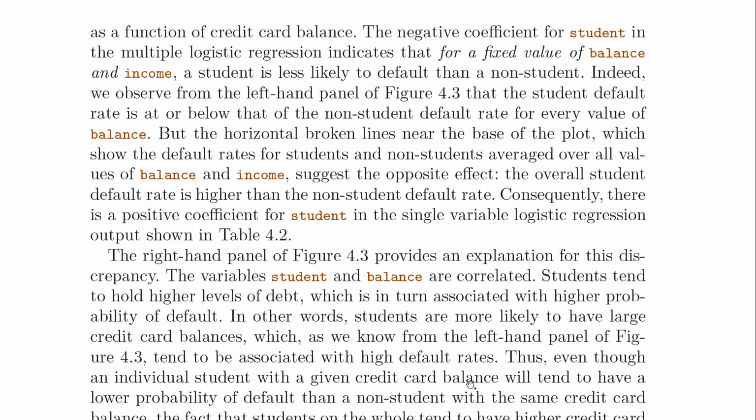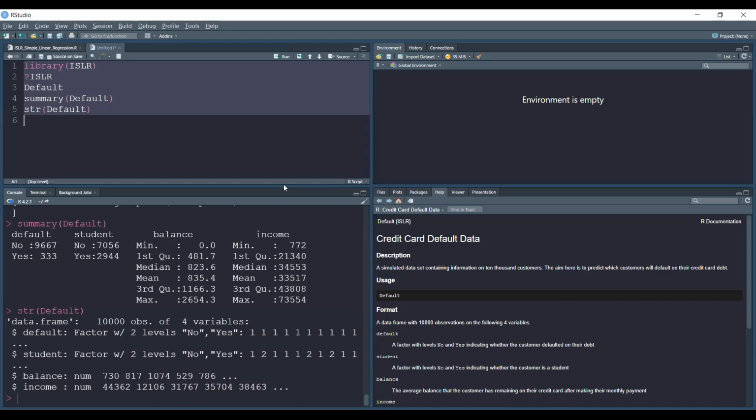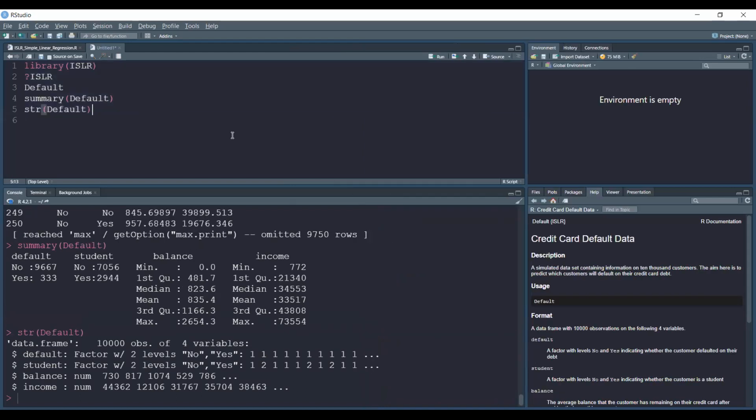It would be interesting to see this in R. What am I referring to? Is there a way that we can see how many students defaulted? How many students defaulted? I'm not entirely sure I know how to do that.